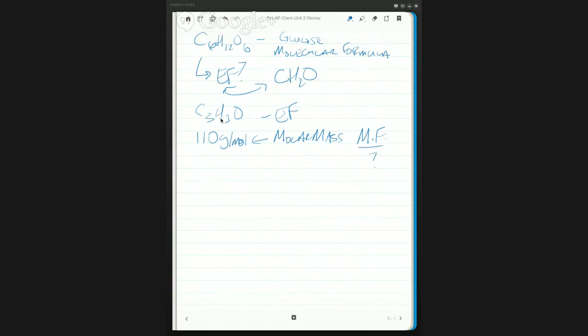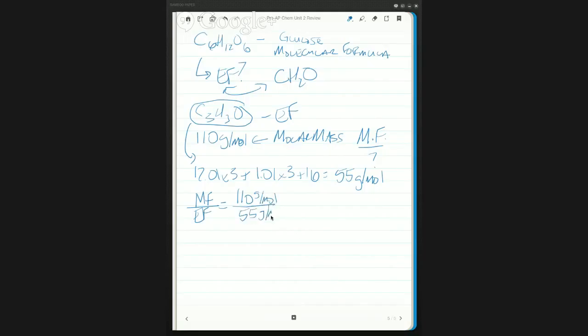So what we have to do first is find the molar mass of this. Okay, so 12.01 times 3 plus 1.01 times 3 plus 16 is equal to approximately 55. I think we'll just say 55. So 55 grams per mole. So what we have to do is take the molar mass of the molecular formula divided by that of the empirical formula, which is 110 grams per mole divided by 55 grams per mole. And we're going to get a multiplier. The grams per mole units cancel out, leaving us with a multiplier of 2.